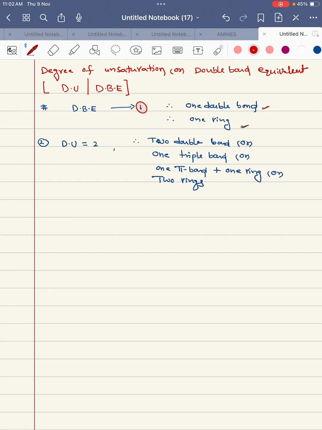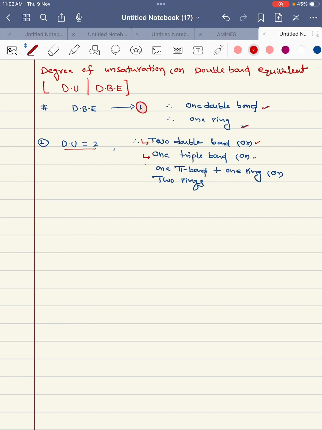And Du is equal to 1 means one double bond. In your molecular formula one double bond will come. One ring is also possible. Next, Du is equal to 2 will come. There will be two double bonds in the given molecular formula, or one triple bond. You know, two double bonds are equivalent to one triple bond.